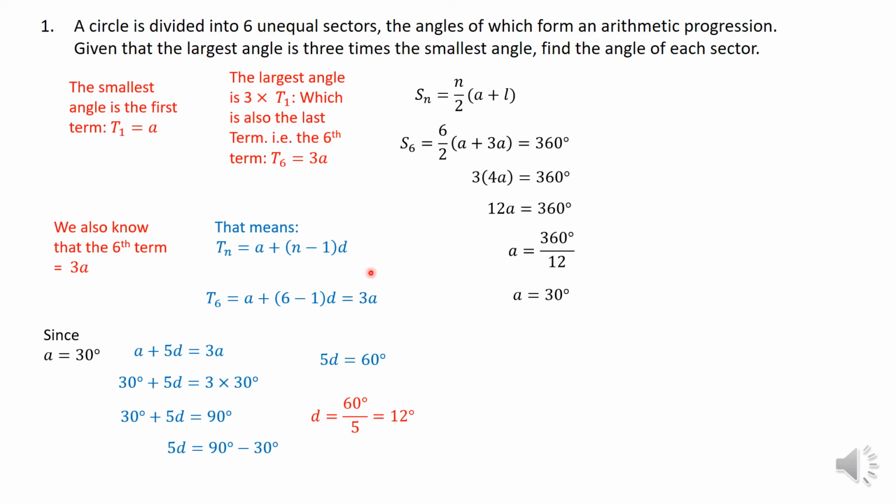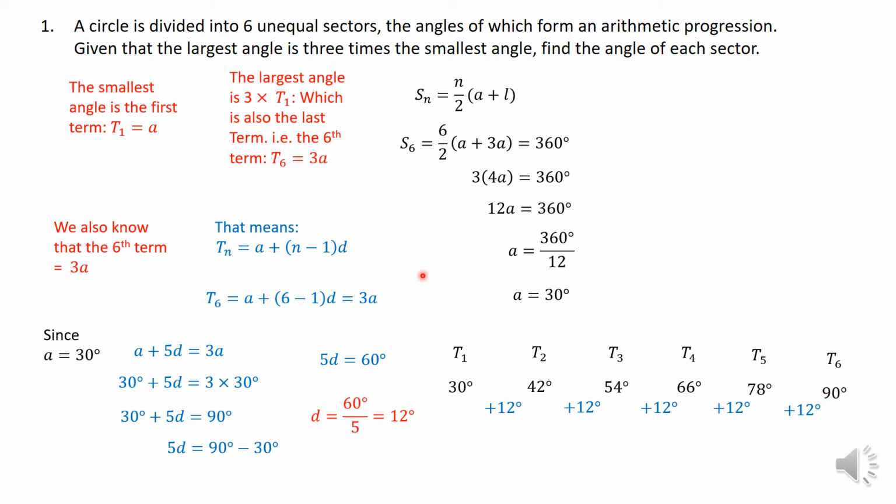Since this forms an arithmetic progression, if the first term is 30 degrees, adding 12 gives you the second term, which is 42 degrees. Adding 12 gives you 54 degrees for the third term. Adding 12 gives you the fourth term of 66 degrees. Adding 12 again gives you 78 degrees. And lastly, you should have 90 degrees.